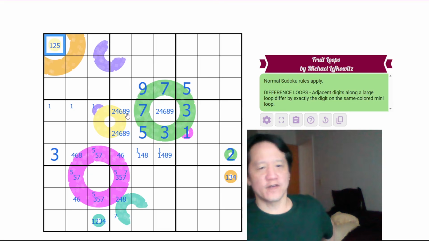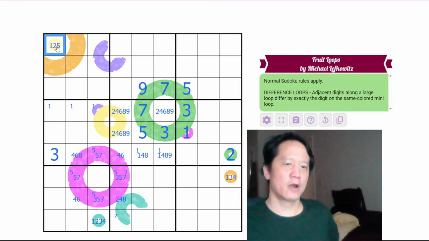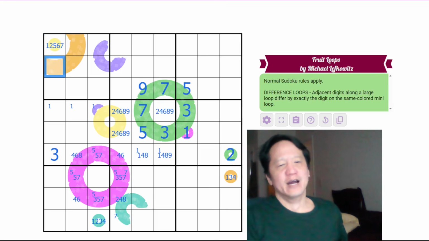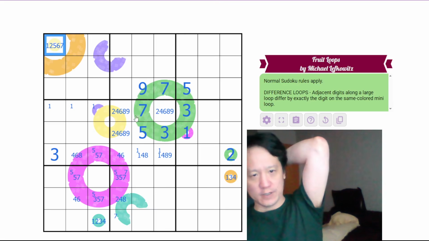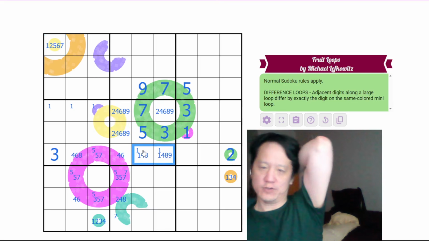1, 2, 5. You could have 6 here. You could have 7. You cannot have 8 because 1 can't be in any of these cells here. 1 has to be one of these two.